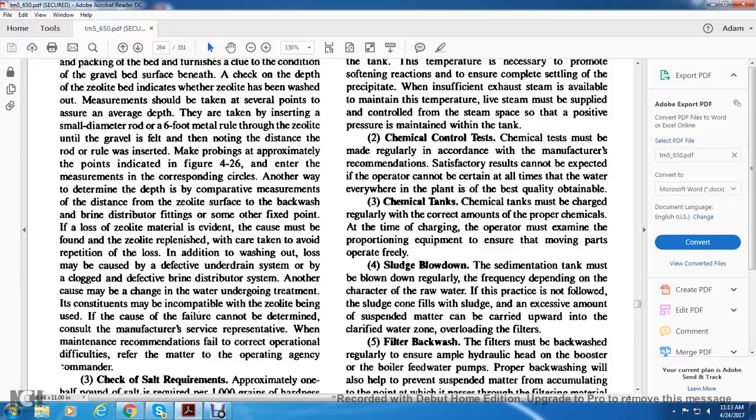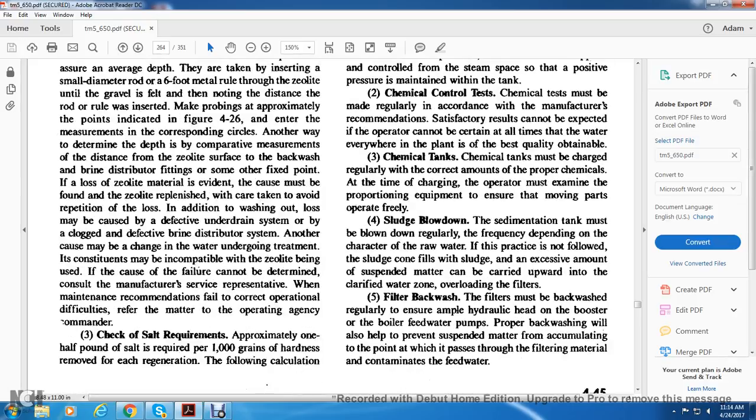Other causes may be exchanged with water undergoing treatment consistent with the incompatibility of the zeolite at the beginning of use. In this case, the failure cannot be determined, so call the manufacturer's service representative, as the maintenance recommendation failed. The corrective operational difficulties refer to the matter of the operating agency commander.